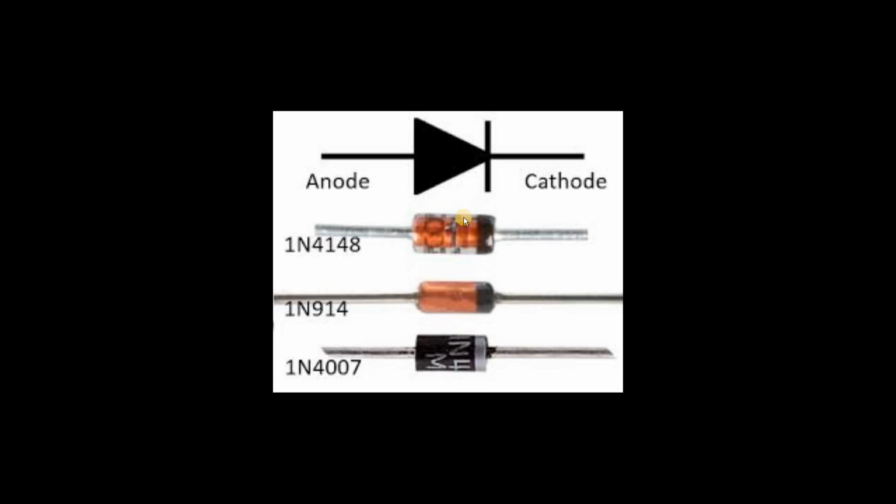This side that has ash color is the cathode side. So this is the symbol for diode. This side, which is the cathode, is the ash side in real life, and this side is the black side, which is the anode side. You're getting it? Okay.